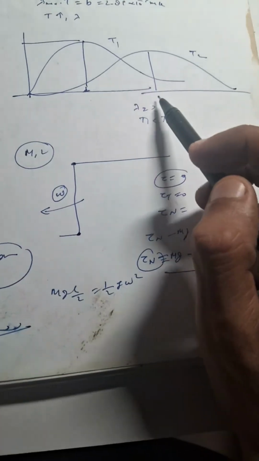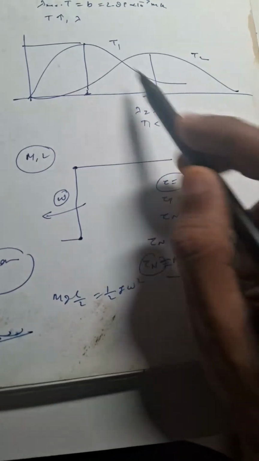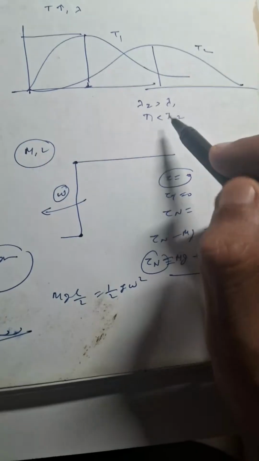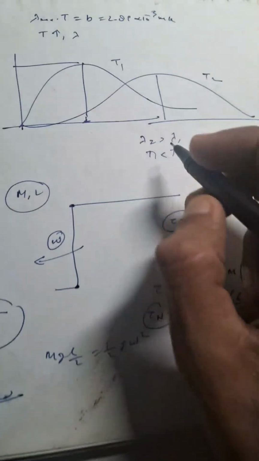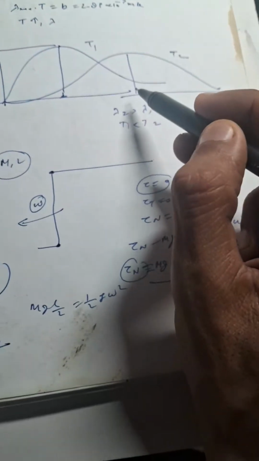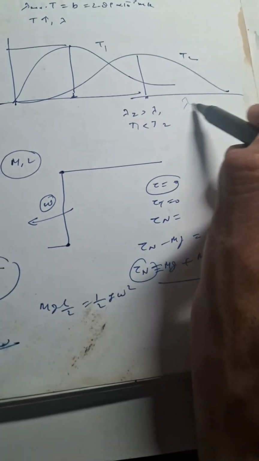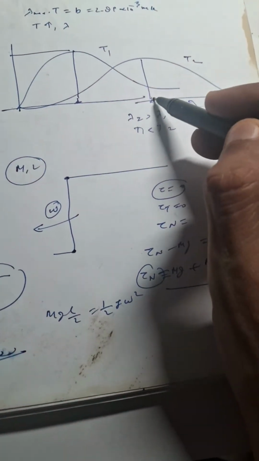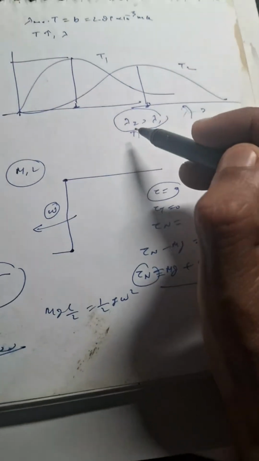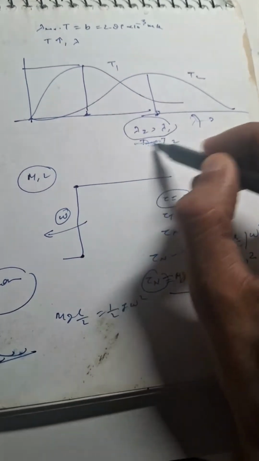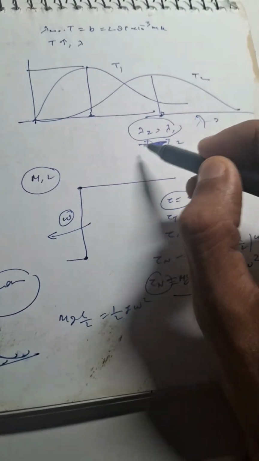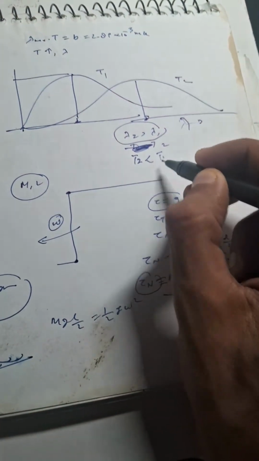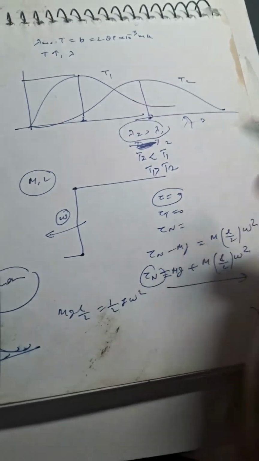In this graph you can see that T2 is greater than T1, or T1 is less than T2. This axis represents lambda. Here we can say that lambda corresponding to graph 2 is larger. So that means, I have wrongly perceived this. I think lambda 2 is greater than lambda 1. So we can say that T2 will be less than T1, or T1 will be greater than T2. This is the analysis that we can make out.